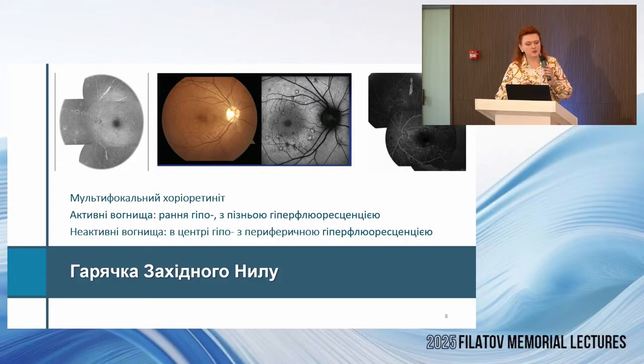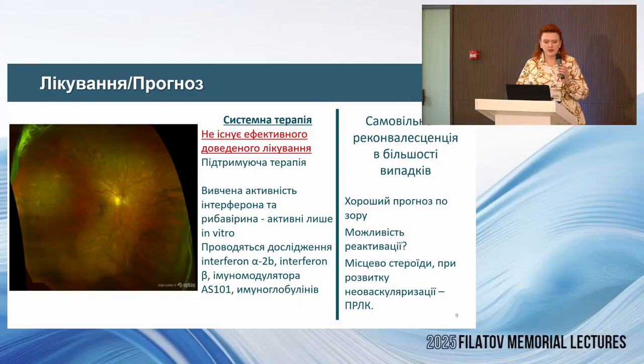Which symptoms do we observe from the point of view of the eyes? This is multifocal chorioretinitis, these are active foci, this is early hypo- and late hyperfluorescence. This is what we should keep in mind in order to choose the treatment tactics. Unfortunately, though, for now, the treatment is symptomatic because there is no proven system of therapy.